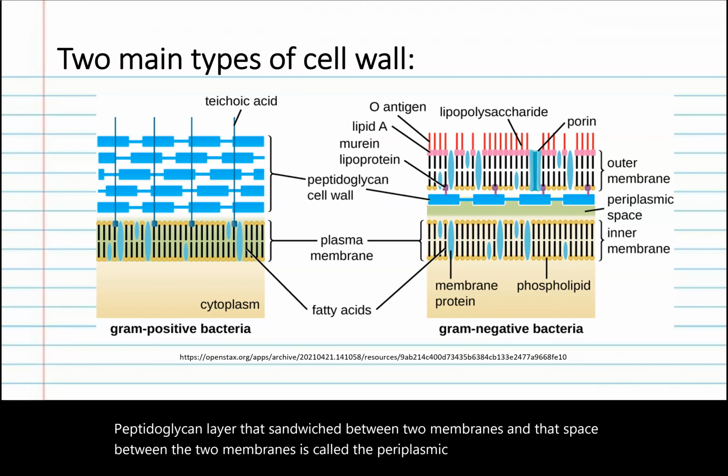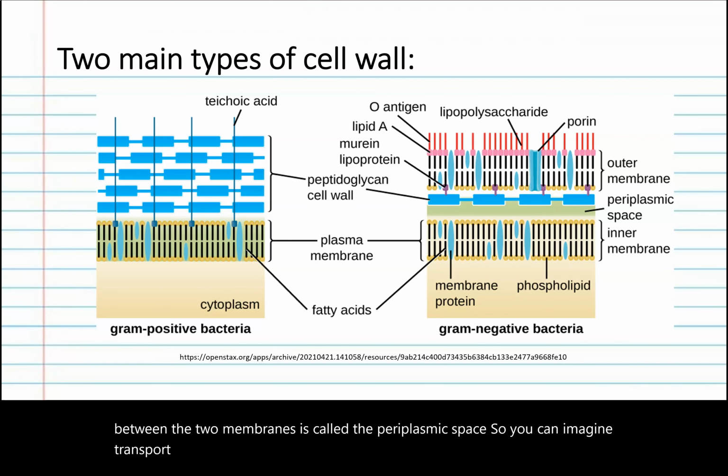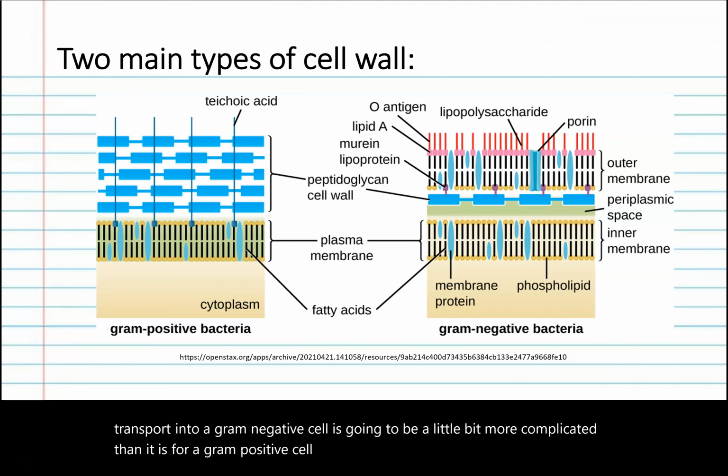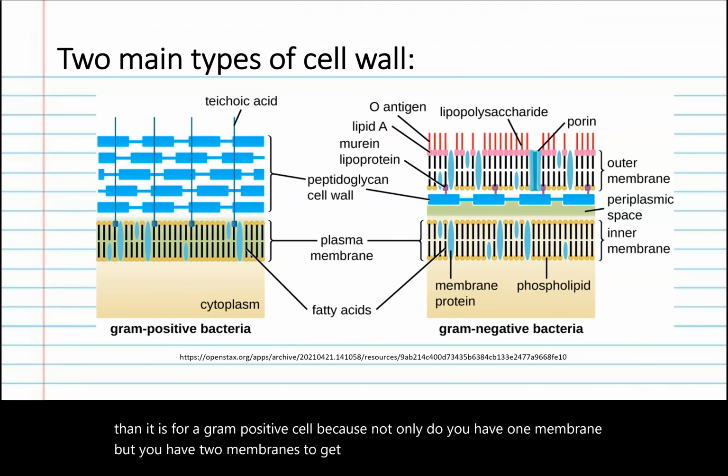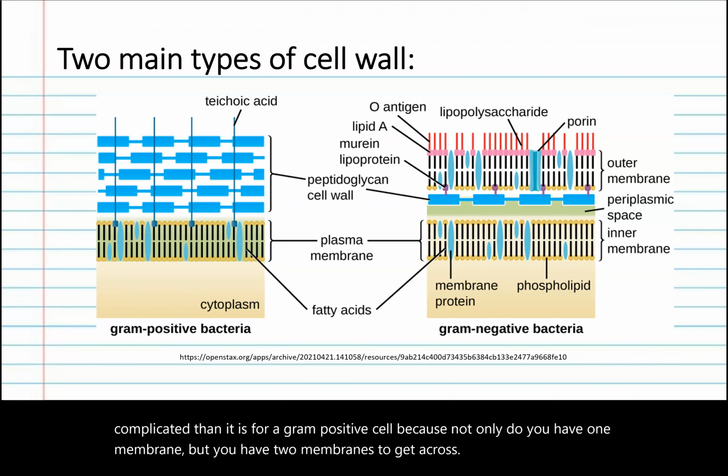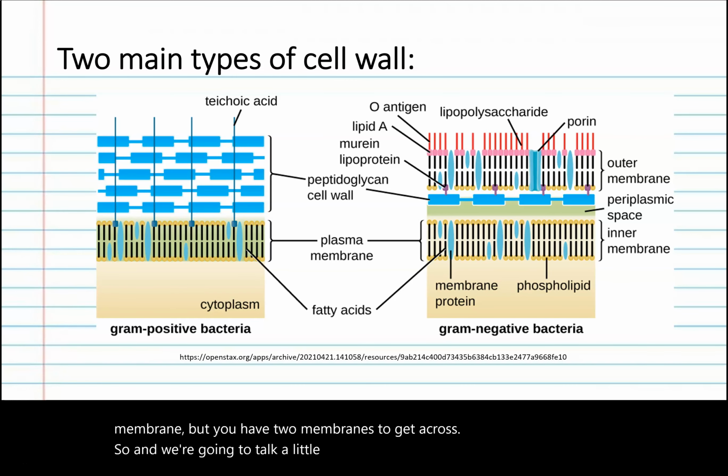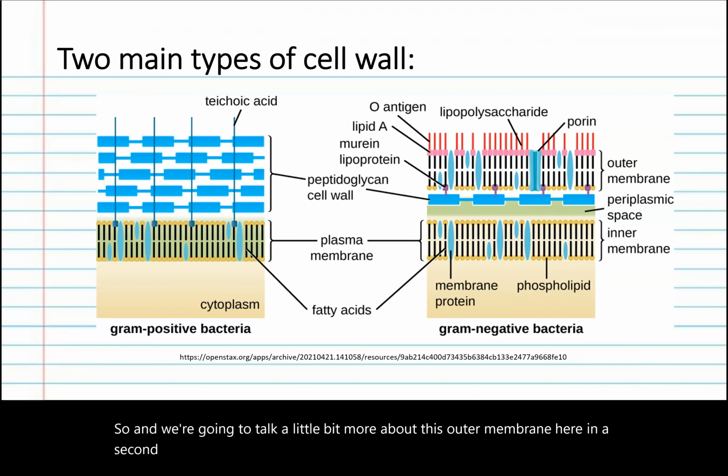So you can imagine transport into a gram-negative cell is going to be a little bit more complicated than it is for a gram-positive cell, because not only do you have one membrane, but you have two membranes to get across. And we're going to talk a little bit more about this outer membrane in a second. So we have two main types of cell wall. You have a gram-positive cell wall, and you have a gram-negative cell wall.